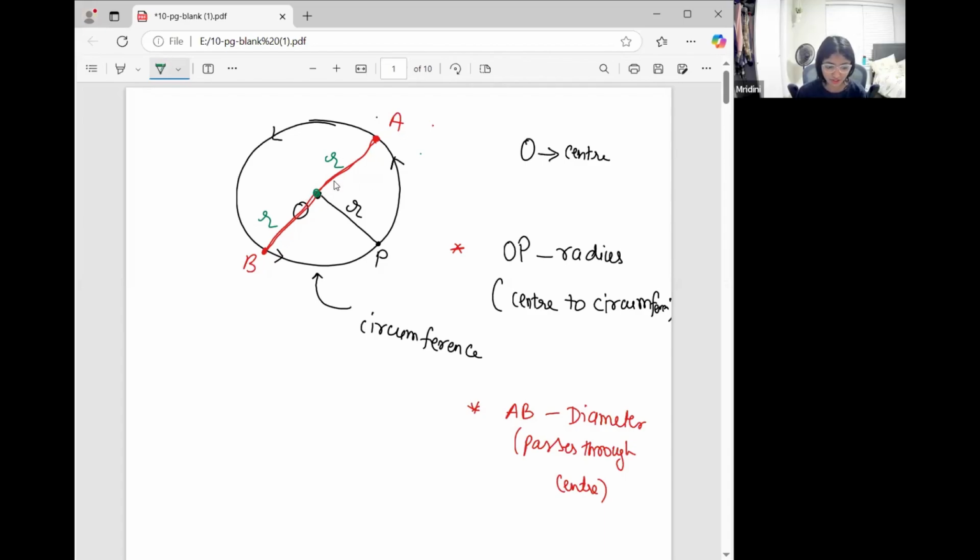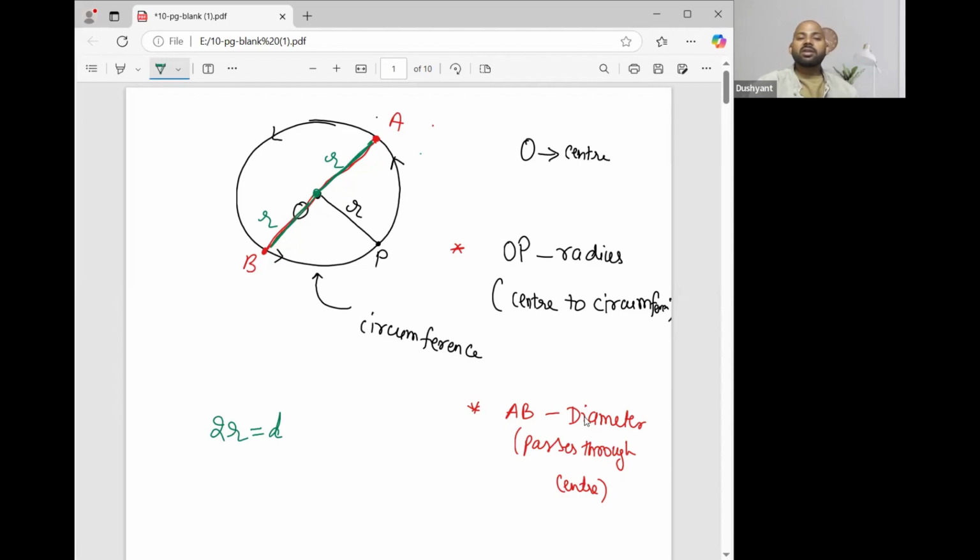So this O to A, from here to here, is my radius. And if I extend this to the other side also, this is also my radius. So R and R, that is my 2R. This 2R will be equal to my diameter, D. Diameter is usually represented by D, and 2 times R will give you the diameter.